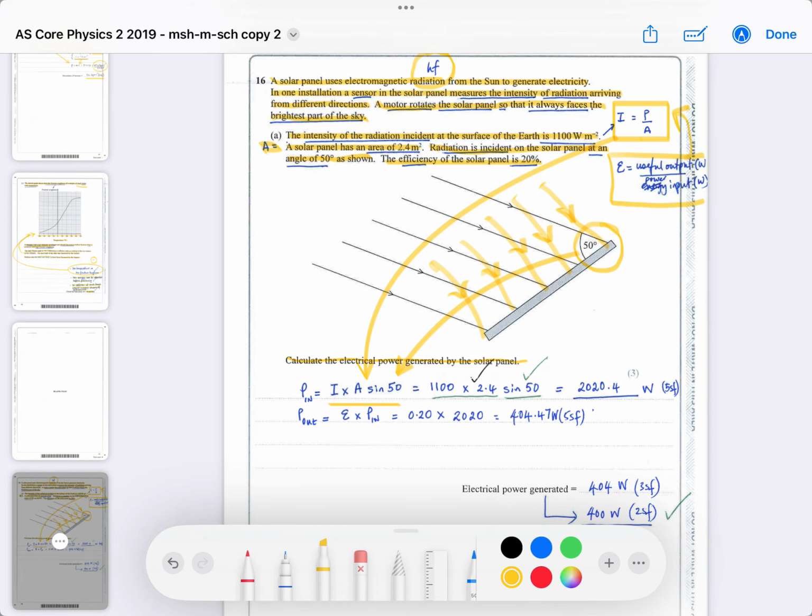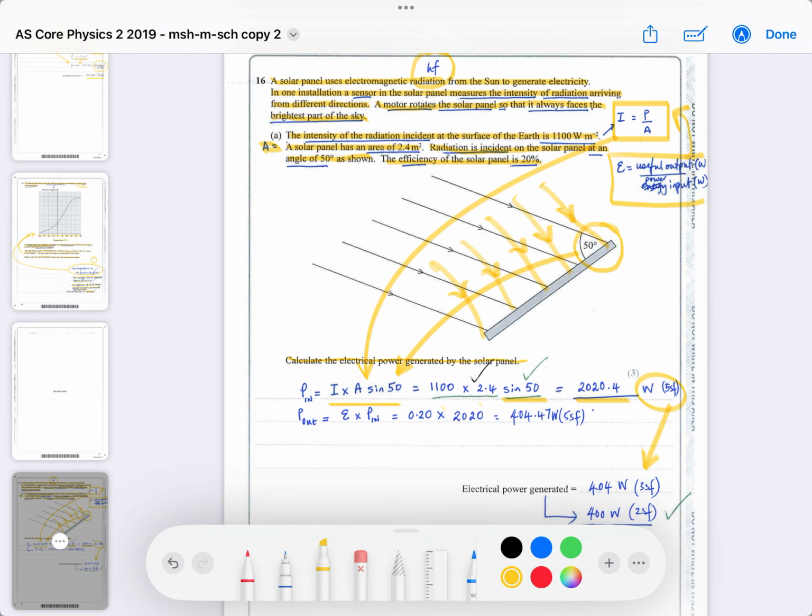And once you do that, it's like resolving the direction of the light coming in. You put the value of 1100, which we're given in the question, multiply by the area which we're given in the question, and you've worked out sine 50, yeah? And that's the thinking you've got to do, and you'll get 2020-ish watts output, okay? So I've given you a 5 significant figure value, in fact, and I'm doing that deliberately to show you when you give your final answer, you then change it to the right number of significant figures.